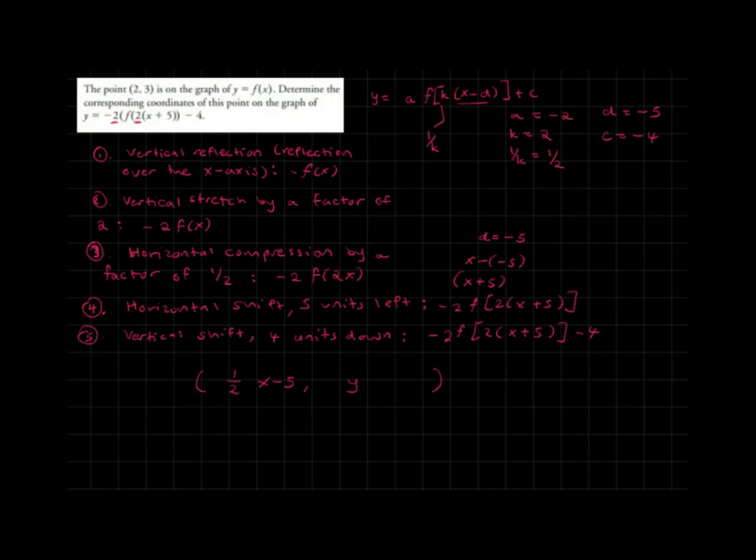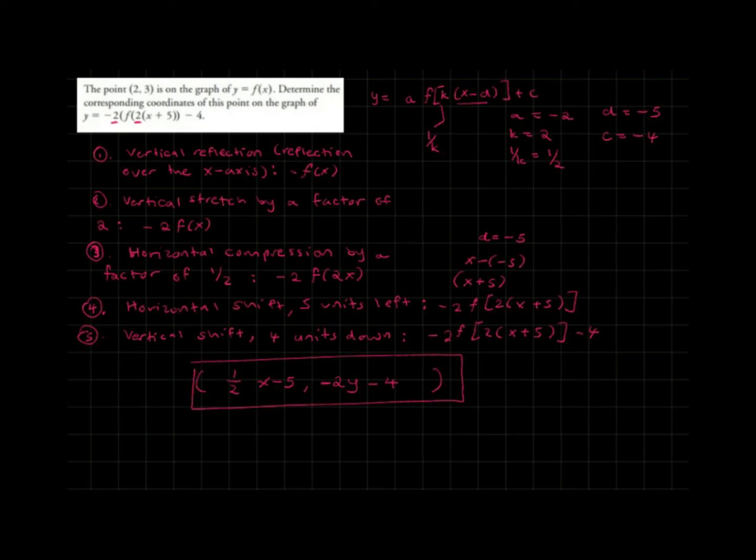After I've looked at my horizontal, I look at my vertical transformations. On the y values, I had a vertical reflection, so that's negative y. A vertical stretch by a factor of 2, so negative 2y. And a vertical shift 4 units down, so negative 2y minus 4. So this is our transforming equation.